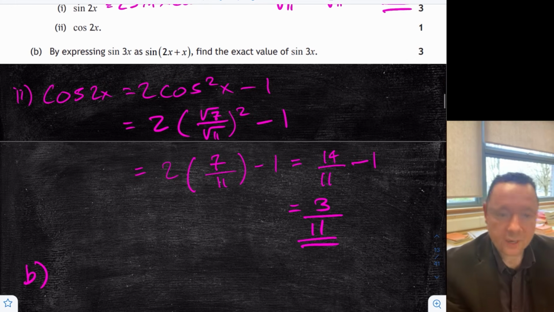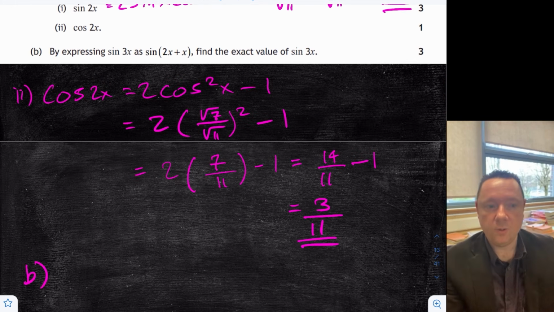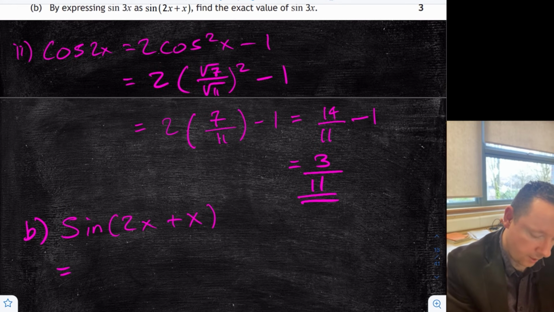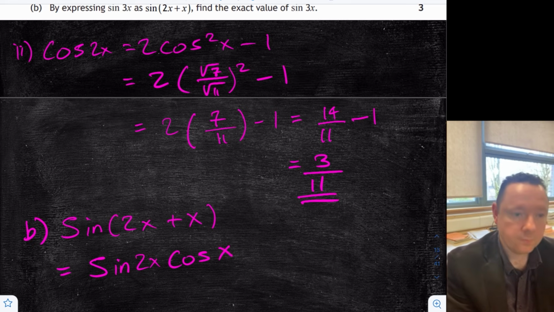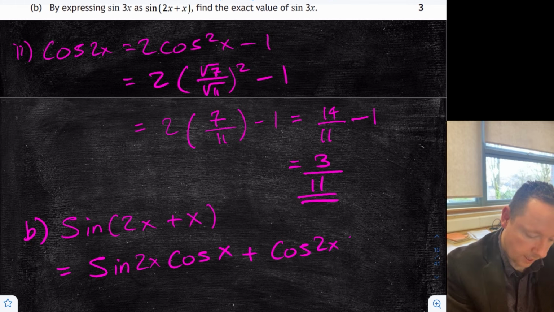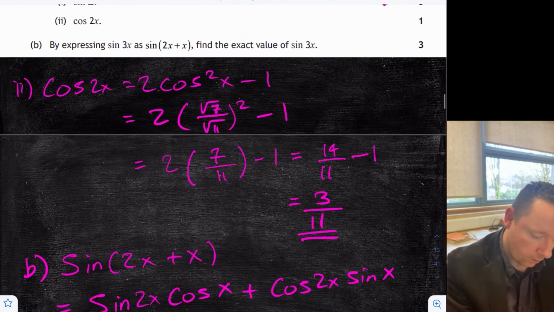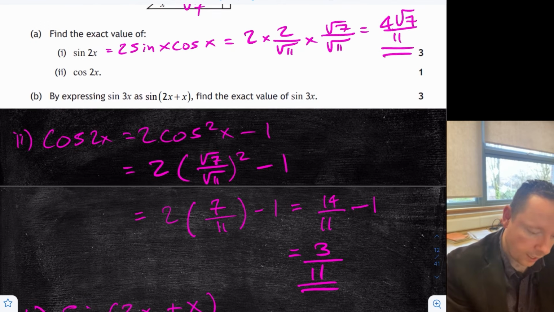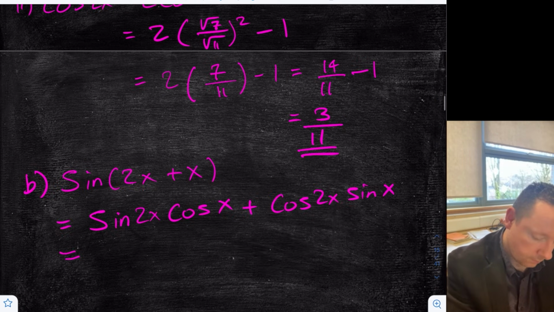Part B, by expressing sine 3x as sine 2x plus x, find the exact value. So sine 2x plus x, this is the addition formula now. So start of the exam paper, sine 2x cos x plus cos 2x sine x. Now we've already worked out sine 2x and cos 2x at the top, so just using our answers, sine 2x is 4 root 7 over 11.